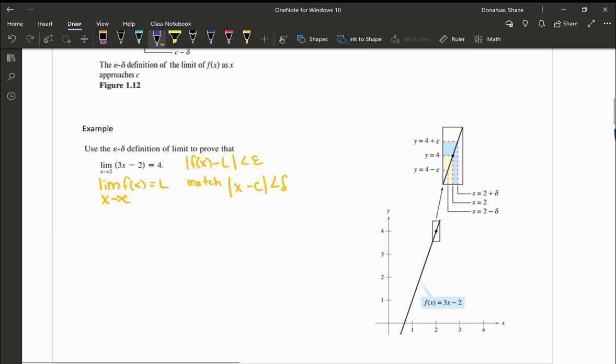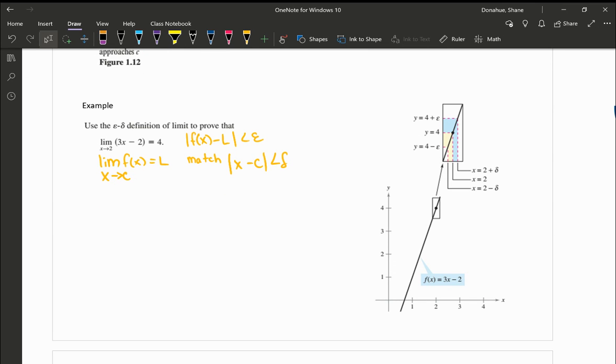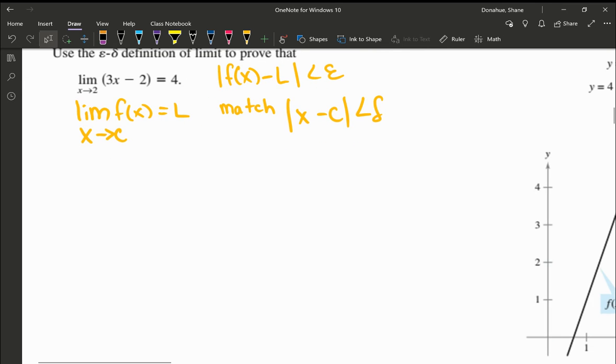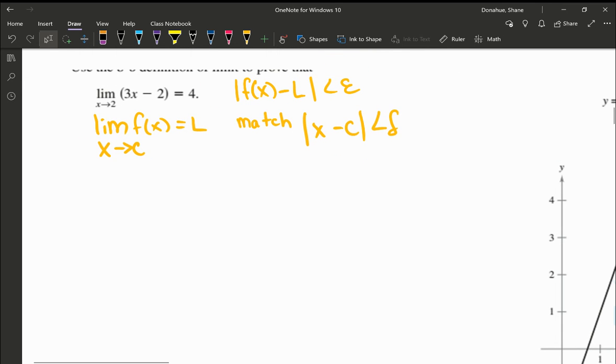So we're going to look at this graph on the right and do a proof of its limit. We have a statement here. The limit as x approaches 2 of 3x minus 2 is 4. And we're going to set up using our c, f of x, and L from that limit statement to set up f of x minus L is less than epsilon. And then we're going to strive to make it match the x minus c is less than delta. Once we've done that, we're going to choose a delta equal to that epsilon expression. So you'll see exactly what I'm talking about in just a moment.